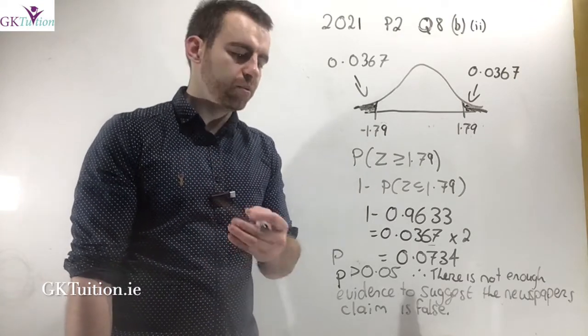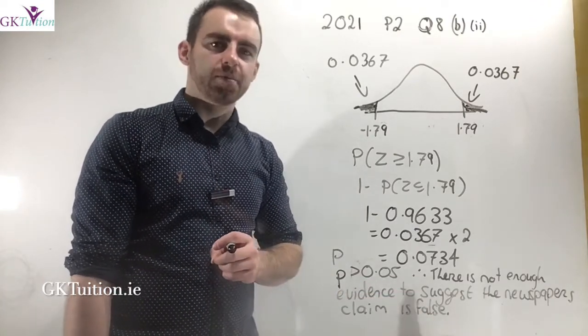Even though the newspaper claimed it was 21. So that'll get you the full marks for B part II here.